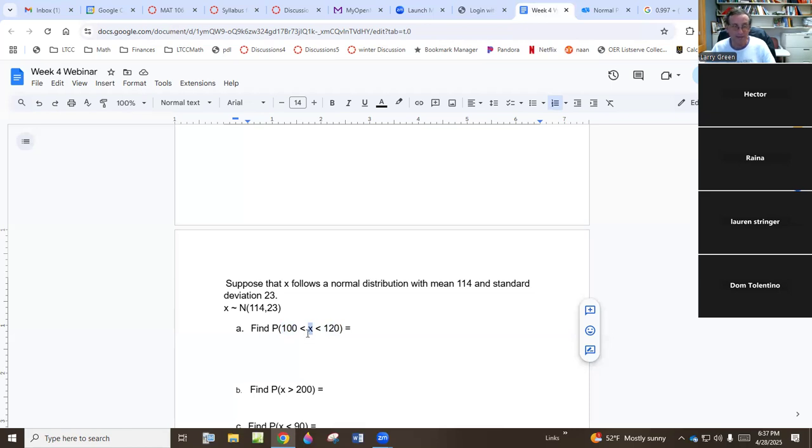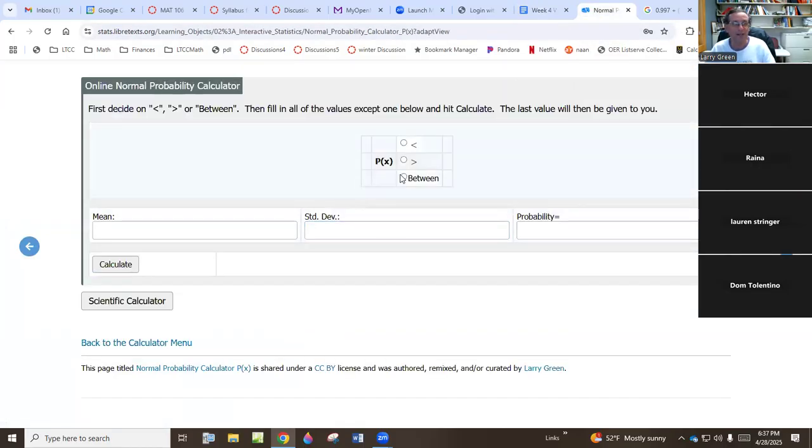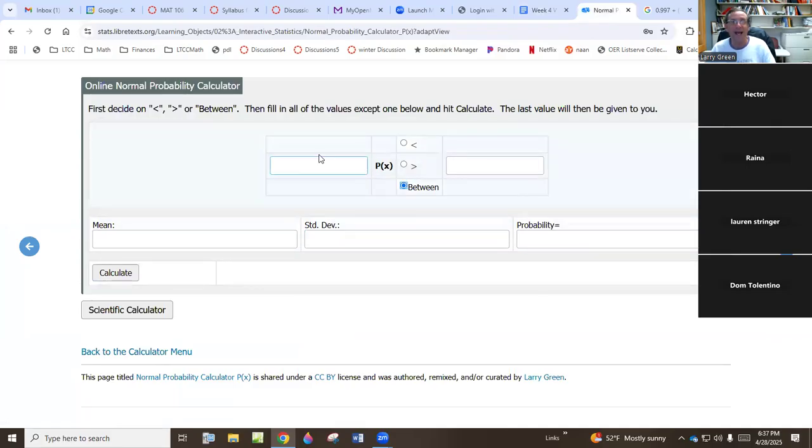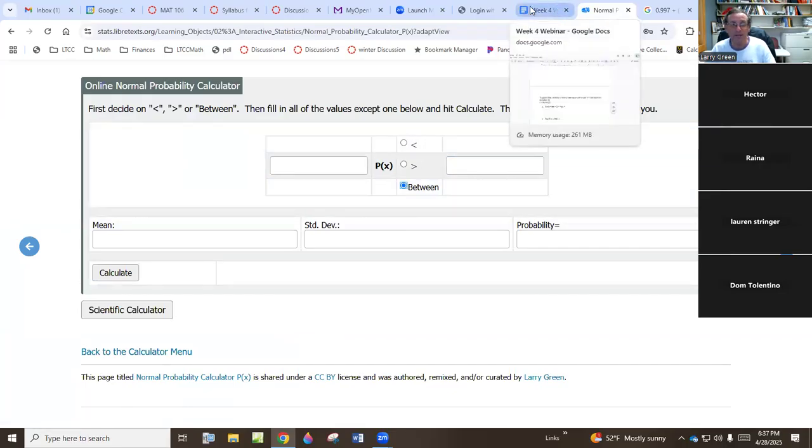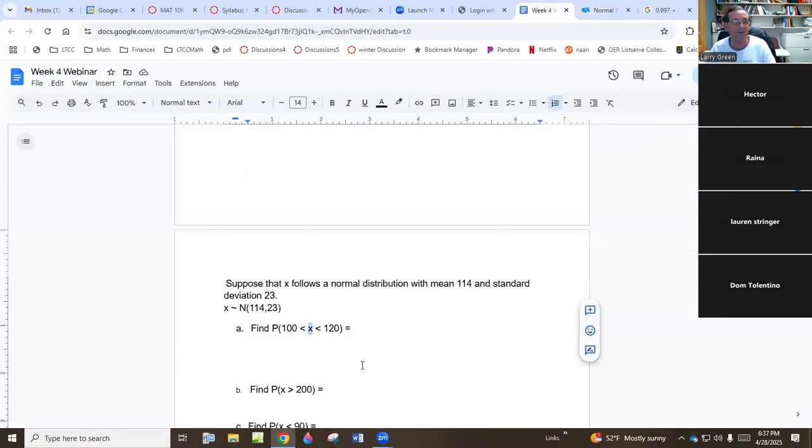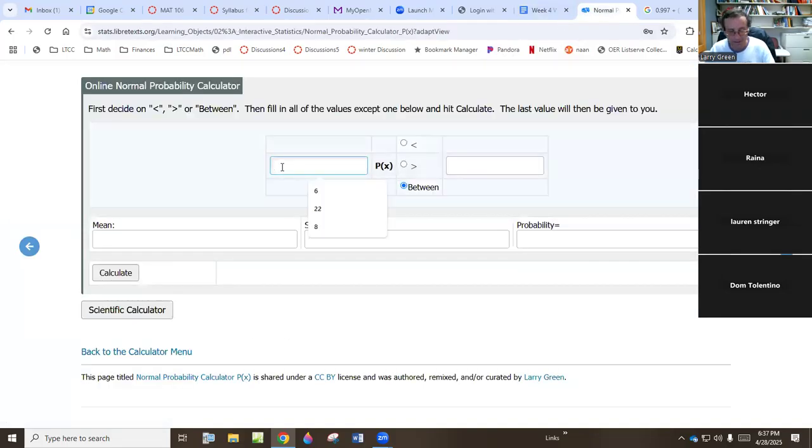Between. Because x is between 100 and 120. Do you see how that works? X is not just less than a number. It's between these two numbers. So it is very important that you understand that. So I click on between. And now it gives me two boxes. If I clicked on less than, it would just give me one box. But with between, you need two boxes because there's two numbers. And the numbers are 100 and 120. So I click 100 and I click 120.